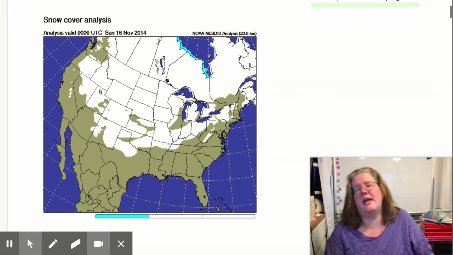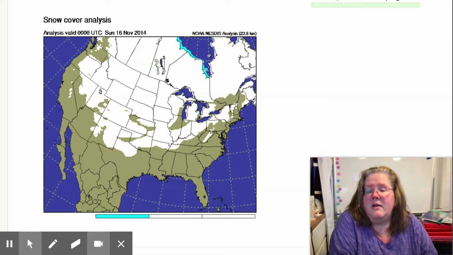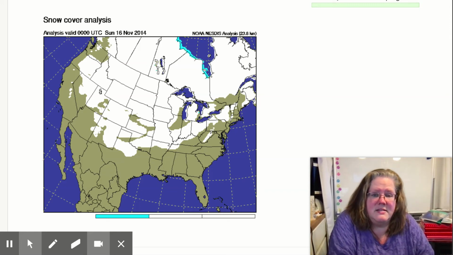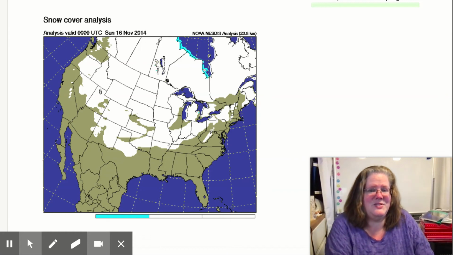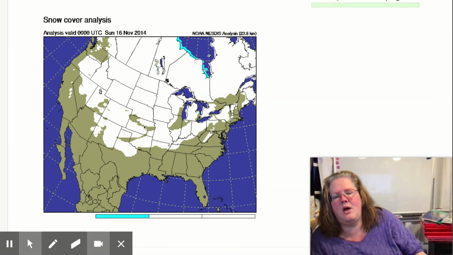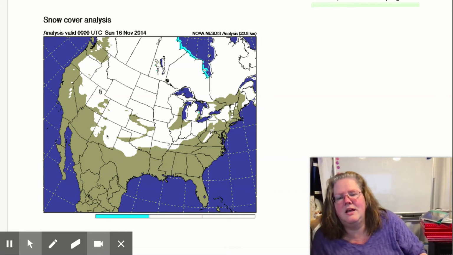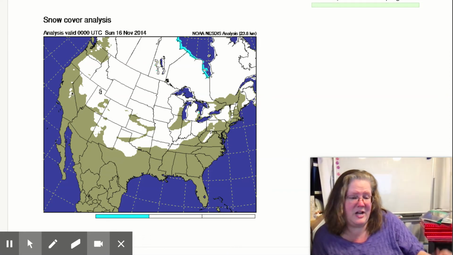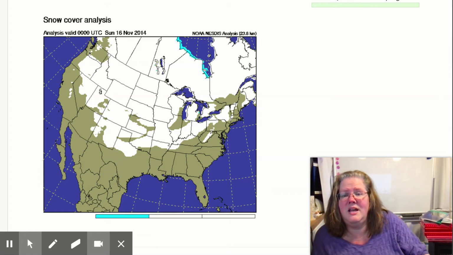So this was a snow cover analysis from November 16th, 2014, so a few years ago. It had a snow event that brought snow all the way down into Texas. And, you know, we're in the Four Corners here. We were getting it in New Mexico, Arizona, Colorado had it. Nevada had snow. Little bits at higher elevations in California did. Even in Oregon and Washington.